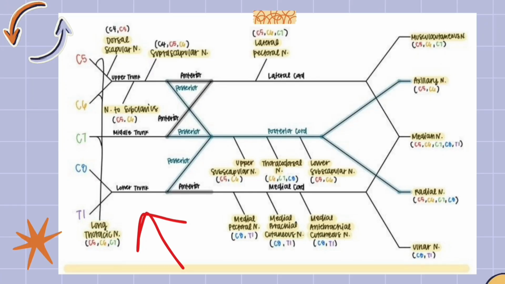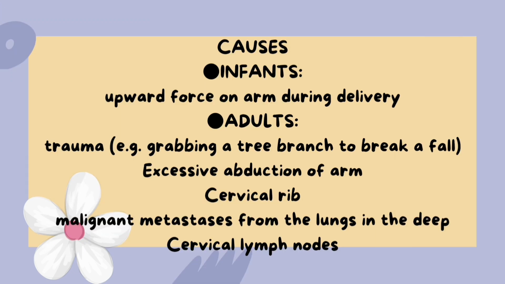In the diagram it is clearly visible that there are three trunks of the brachial plexus, and the lower trunk gives origin to ulnar and median nerve. Causes. In infants, due to upward force on arm during delivery. In adults, due to trauma, for example grabbing a tree branch to break a fall. Excessive abduction of arm.